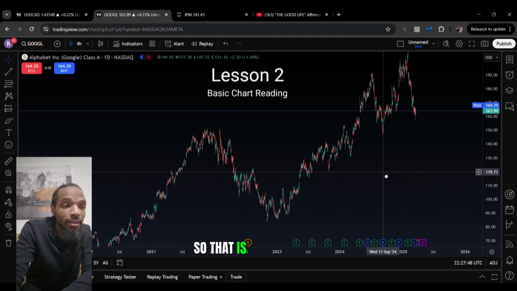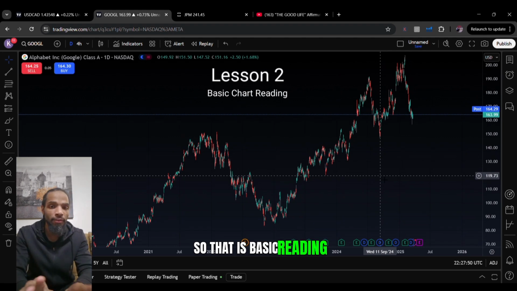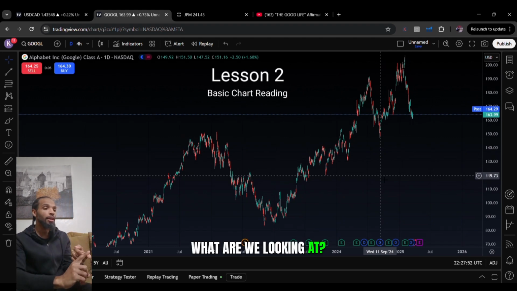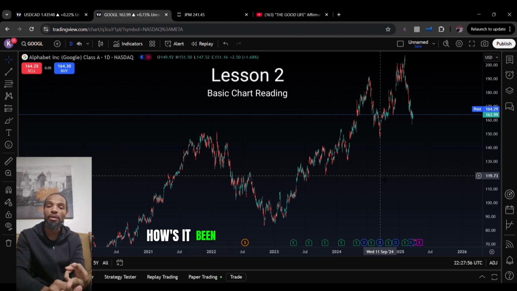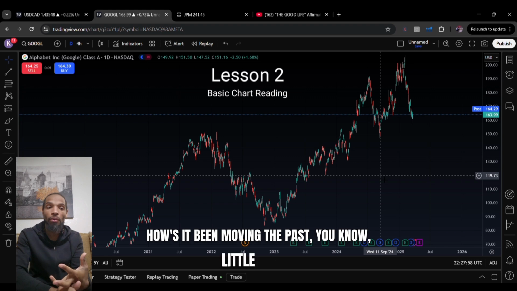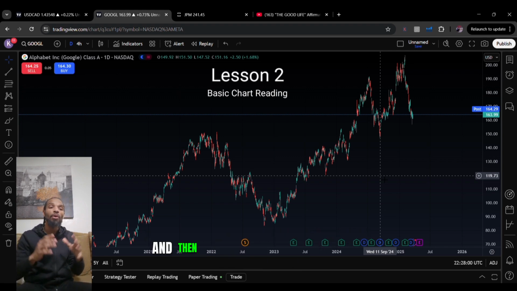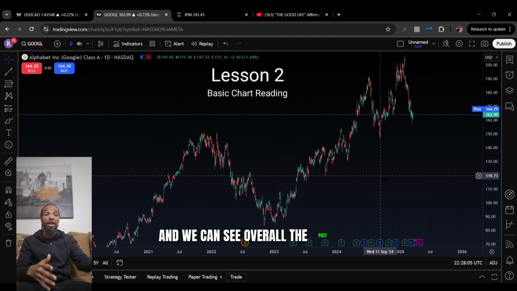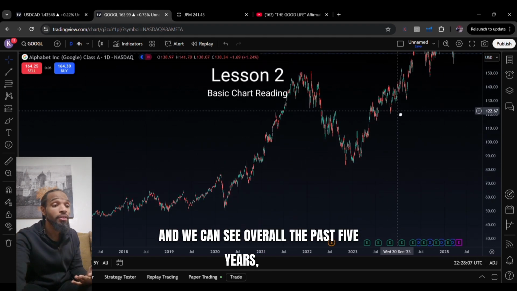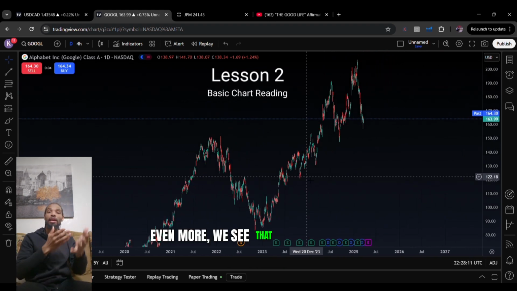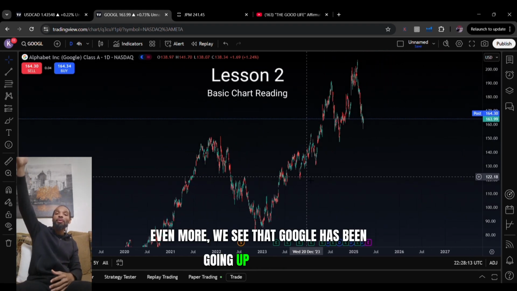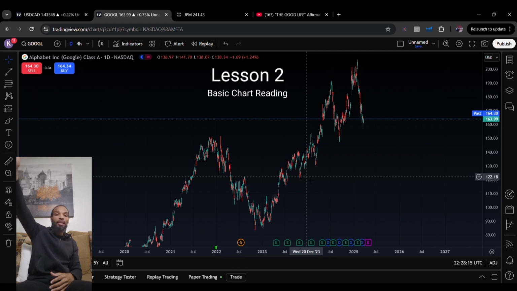So that is basic reading. What are we looking at? Where's the current price? How's it been moving the past little while? How's it moving currently? And then what's it been doing overall? And we can see overall the past 5 years, 7, even more. We see that Google has been going up constantly. It is in an up trend.